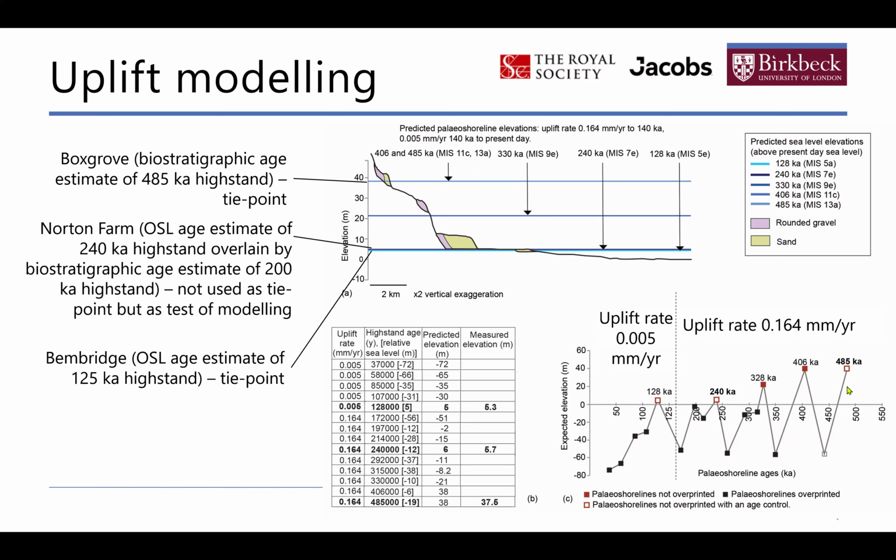So the simplest explanation involved two different uplift rates. We had a slightly higher uplift rate until about 140,000 years ago, and then a much, much lower uplift rate since then. That was basically the only way we could get the 125,000 year high stand in the right place. Otherwise it was up at about 17 meters, which it isn't.